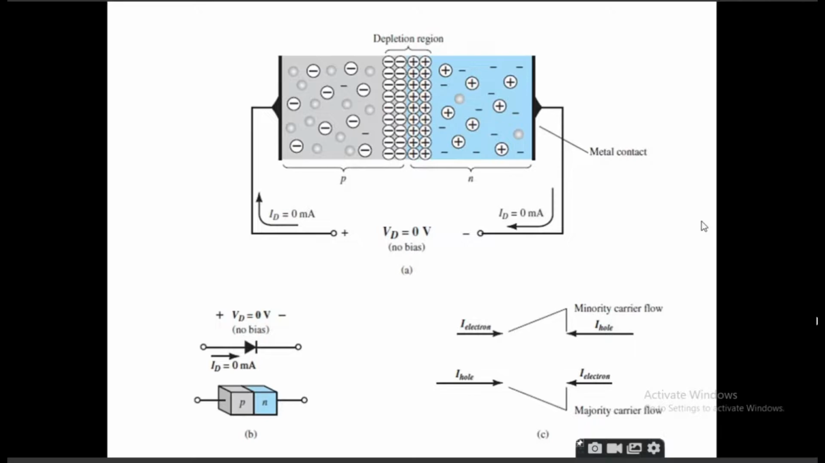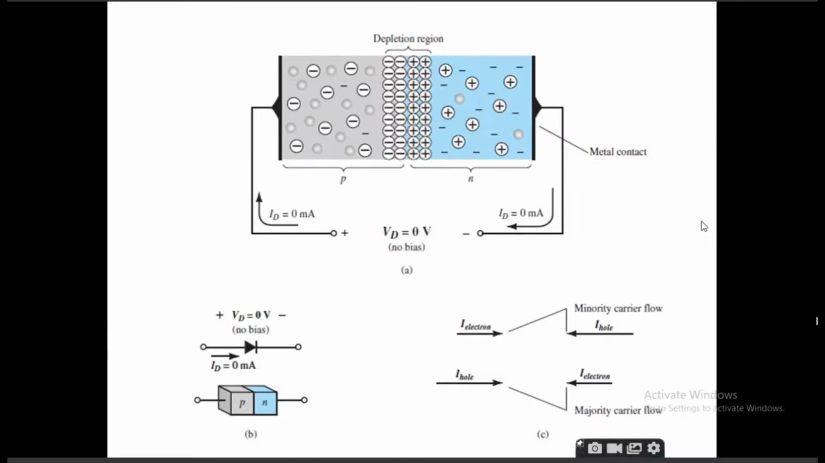So if you look at this figure, what are the different things you can see? My question is, are you aware of all that is shown in this figure? Are you aware of all these things? Yes, sir. Okay. So what do you see in this figure?